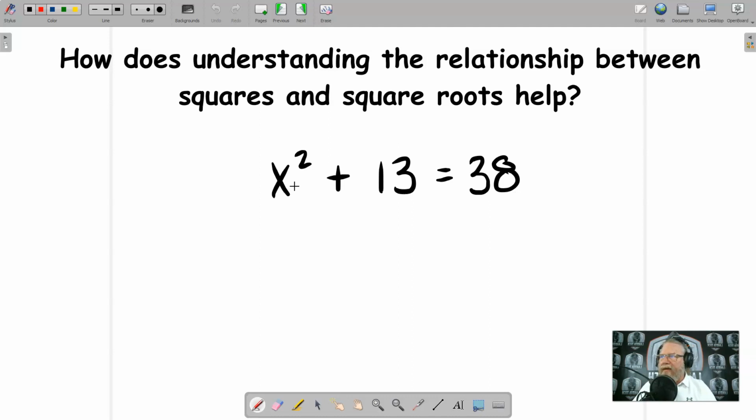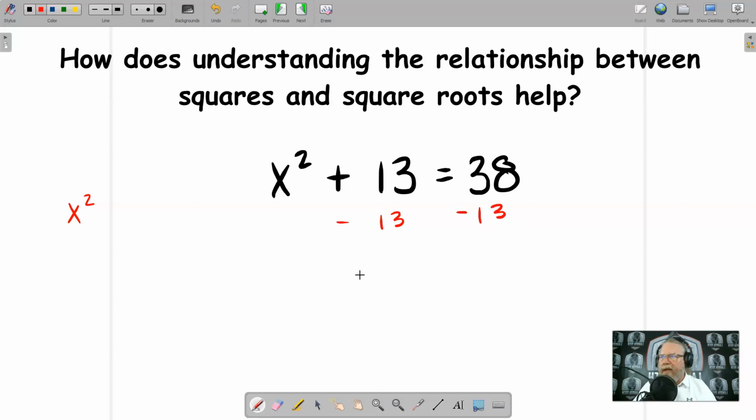Well, here I have an example of a quadratic equation. It's quadratic because we have a variable that's being raised to the second power. Anytime you have some variable being raised to the second power, it's going to be a quadratic function. So we need to solve for x in this case. Well, first of all, the x squared is tied to the 13 through addition, so we need to subtract 13 from each side. What we do to one side, we're going to do to the other.